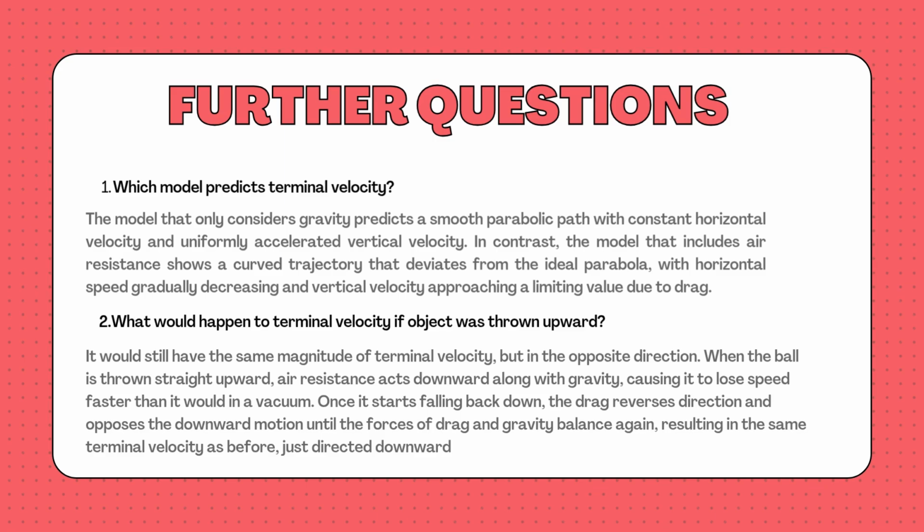What would happen to terminal velocity if the object was thrown initially upward? It would still have the same magnitude of terminal velocity, but in the opposite direction. When the ball is thrown straight upward, air resistance acts downward along with gravity, causing it to lose speed faster than it would in a vacuum. And once it starts falling back down, the drag reverses direction and opposes the downward motion until the forces of drag and gravity balance again, resulting in the same terminal velocity as before, but just directed downward.